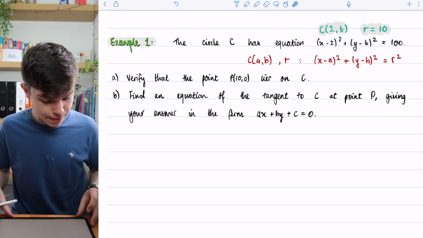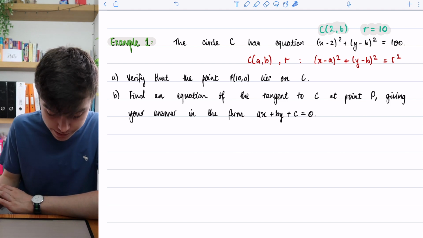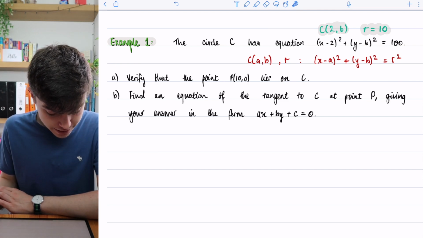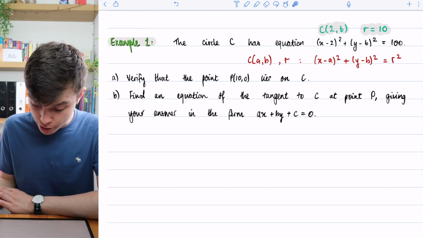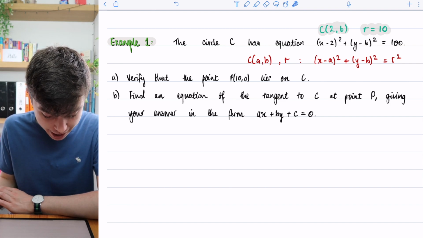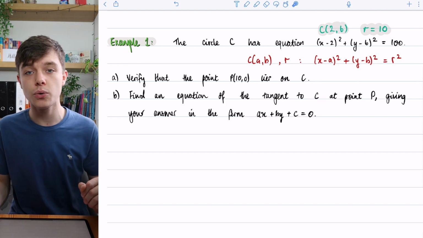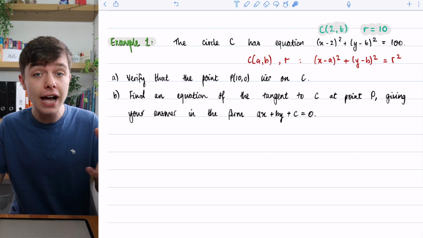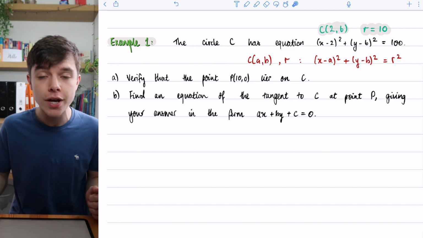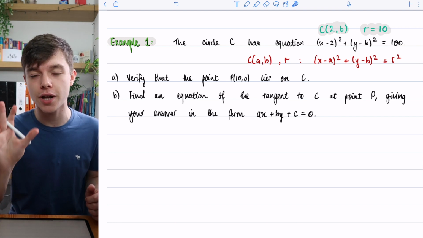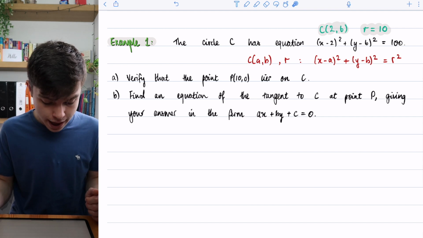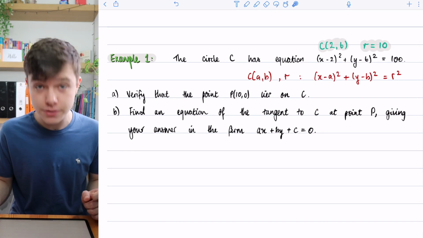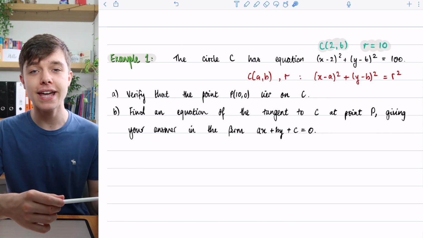So, let's read on. Part A says verify that the point P, which is at (10, 0), lies on C. Part B then says find an equation for the tangent to C at point P, giving your answer in the form ax plus by plus c is equal to 0. So pause and have a go if you want to. To verify a point is on a circle, which we have to do here, just substitute the point into the equation and do some rearranging if you can. And then for part B, think about the properties of the tangent here. So pause and have a go and press play when you're ready for the answer.